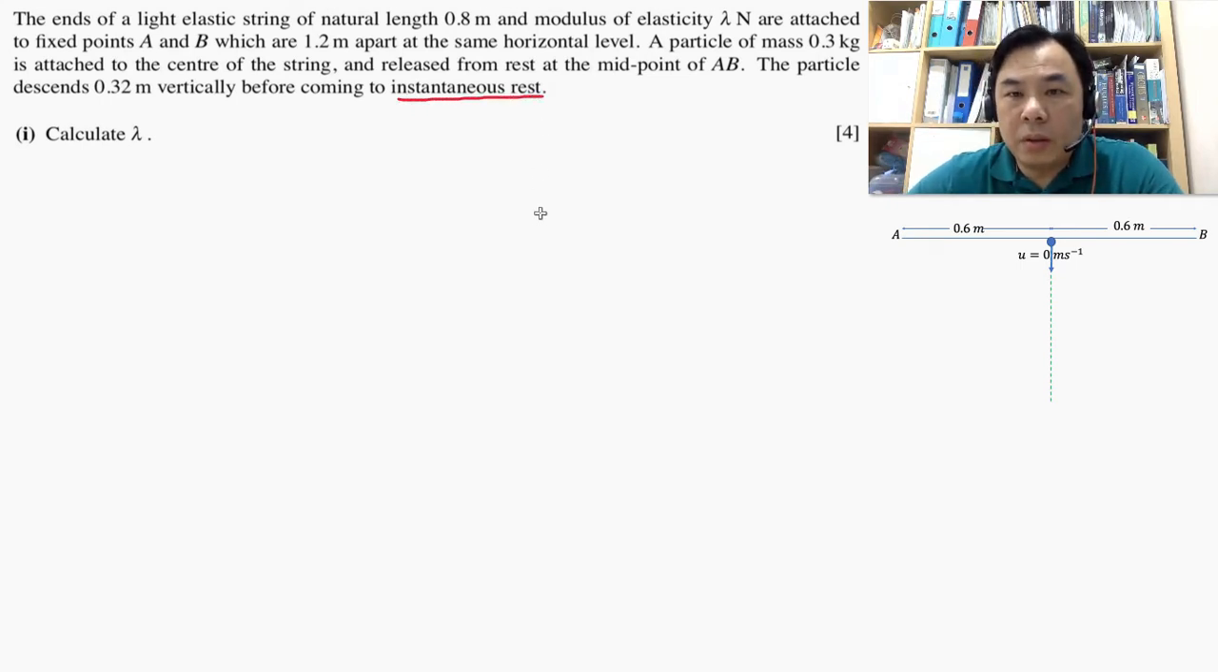Instantaneous rest. Okay, now there's a lot of misconception about instantaneous rest. Instantaneous rest means momentarily at rest. Doesn't mean that it stopped moving. It just means that it's going to change direction. Now that is a very important concept. Instantaneously at rest means the particle is about to change direction.